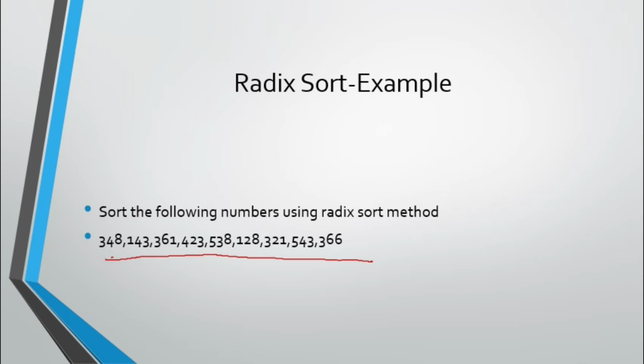The numbers are 348, 143, 361, 423, 350, 538, 128, 321, 543, and 366. These are the numbers before sorting. Let us go to our first pass and see what happens.